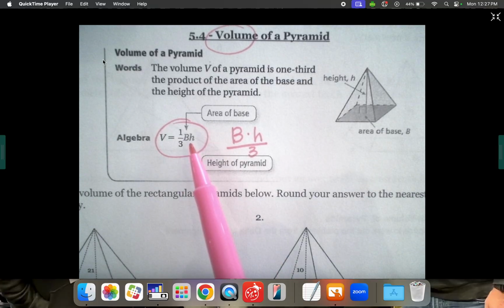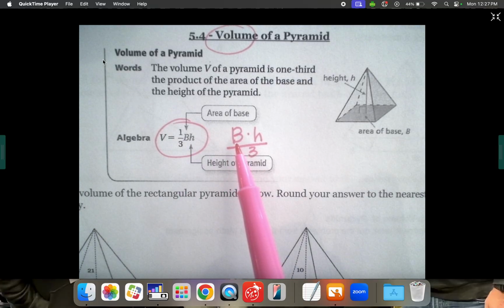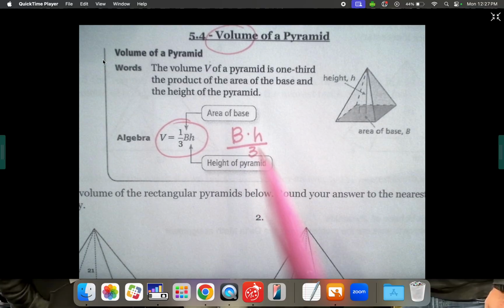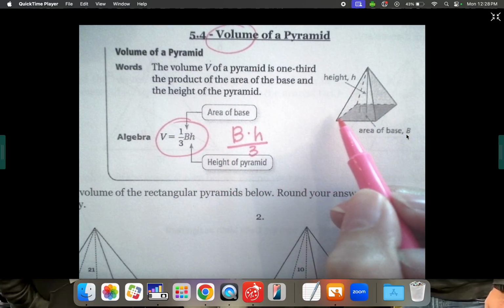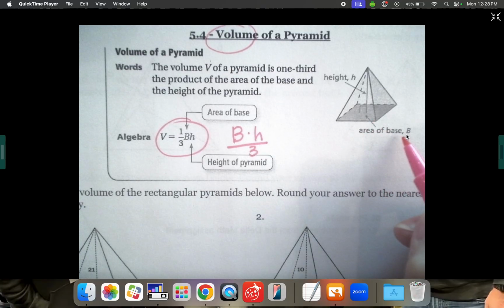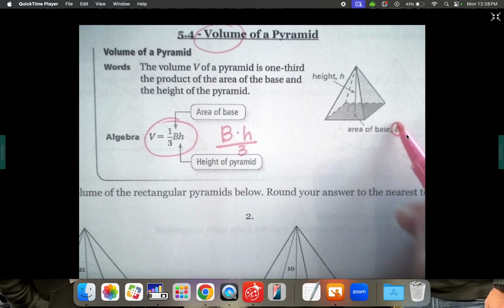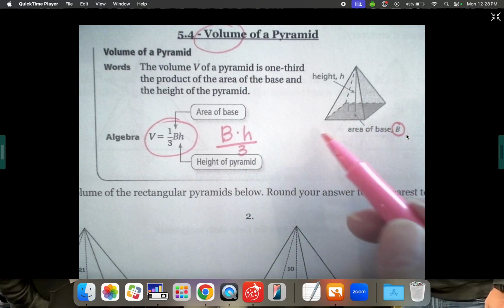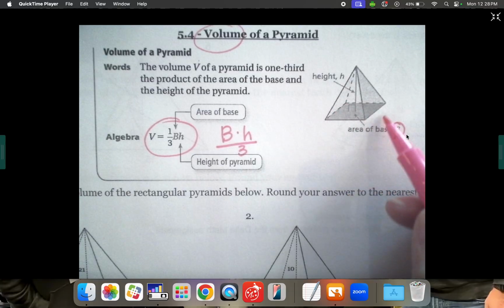Some of you might notice, why is the B capitalized for base and the H is not? There is a meaning behind that. You definitely need to know this for when you get into high school in geometry class. It's not just the base, like one number. The area of the base is why it's a B capitalized. So we're taking the whole area of the base.